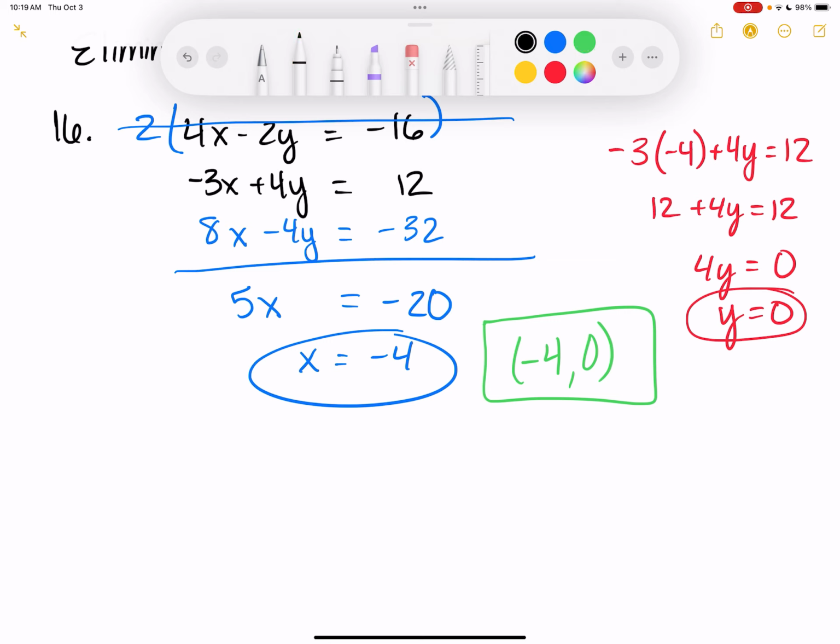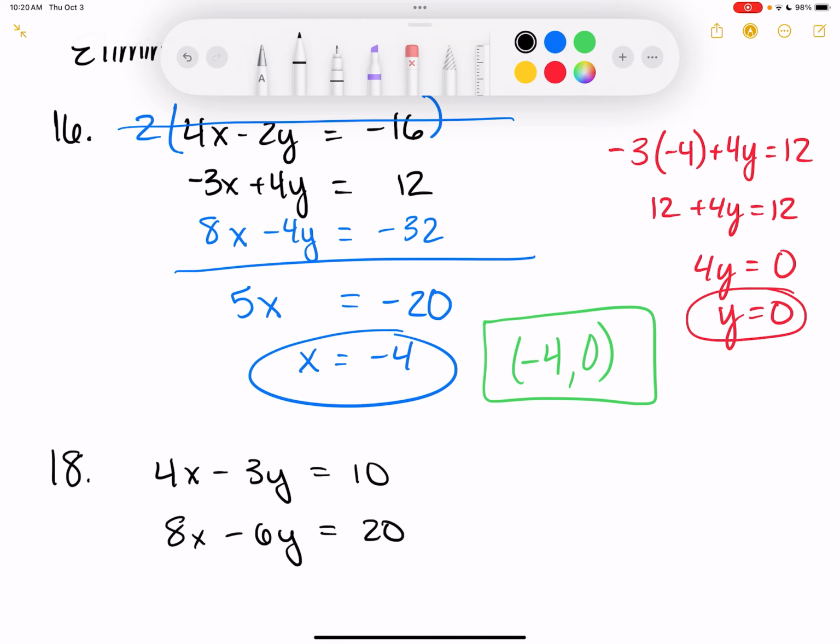Number 18. 4x minus 3y equals 10, and 8x minus 6y equals 20. So notice in this one, the y's both have the same sign and the x's both have the same sign. So when I multiply, I'm going to need to multiply by a negative number, regardless of which one I picked.